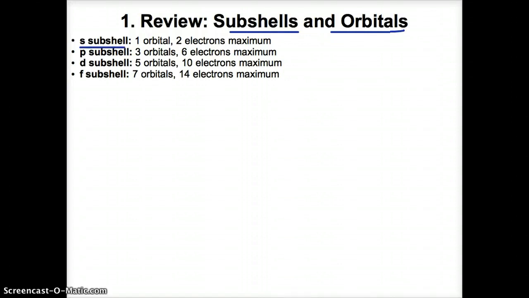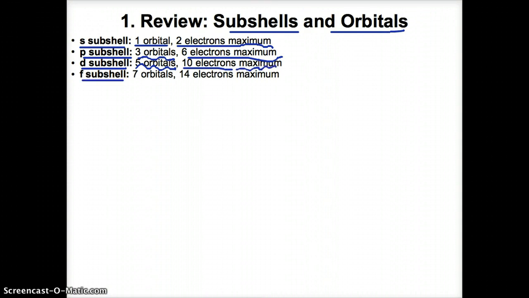For any s subshell, you'll always have one orbital and you'll have 2 electrons maximum that can fit in that one orbital. For any p subshell, you'll always have 3 orbitals and you'll have 6 electrons maximum that can fit in those 3 p orbitals. For the d subshell, you'll always have 5 orbitals, and the maximum number of electrons you can fit in those 5 orbitals in the d subshell is 10 electrons.